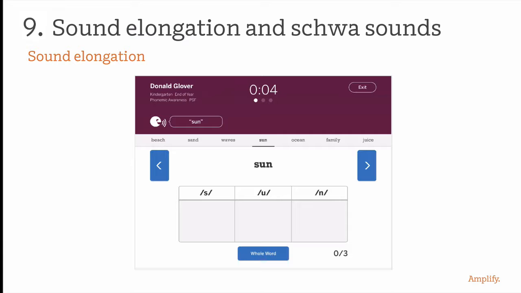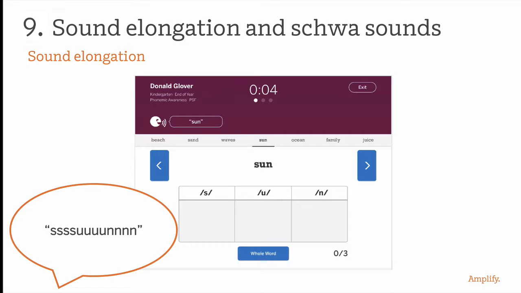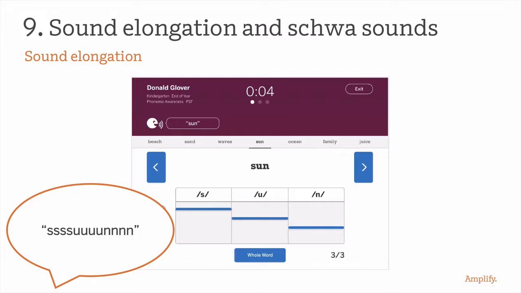Sound elongation. If a student elongates individual sounds and runs them together, use professional judgment to determine if a student is aware of each sound individually. For example, if the word is sun and the student says sssuuunnn, give credit for 3 different correct sound segments. Use the student's responses as well as prior knowledge of the student's instruction to inform your decision. When in doubt, do not give credit.